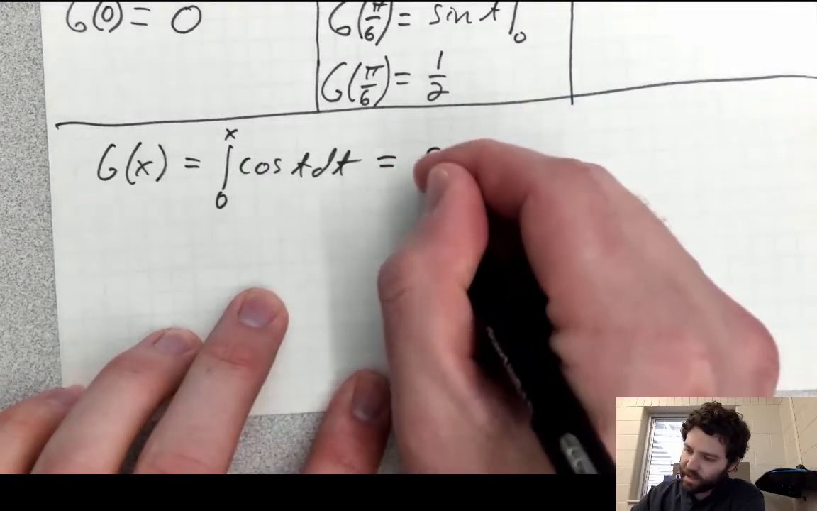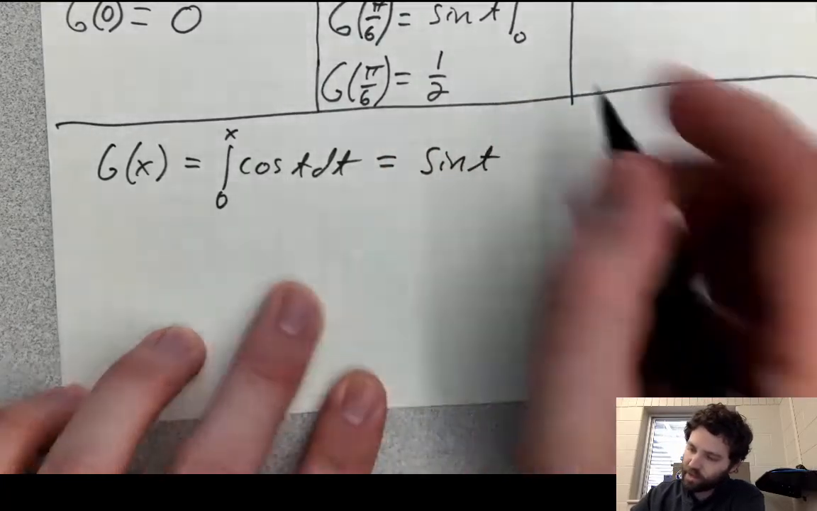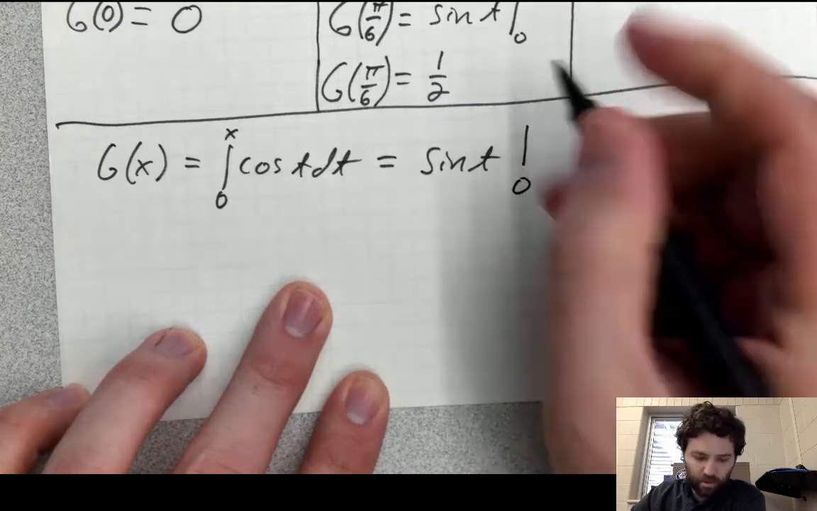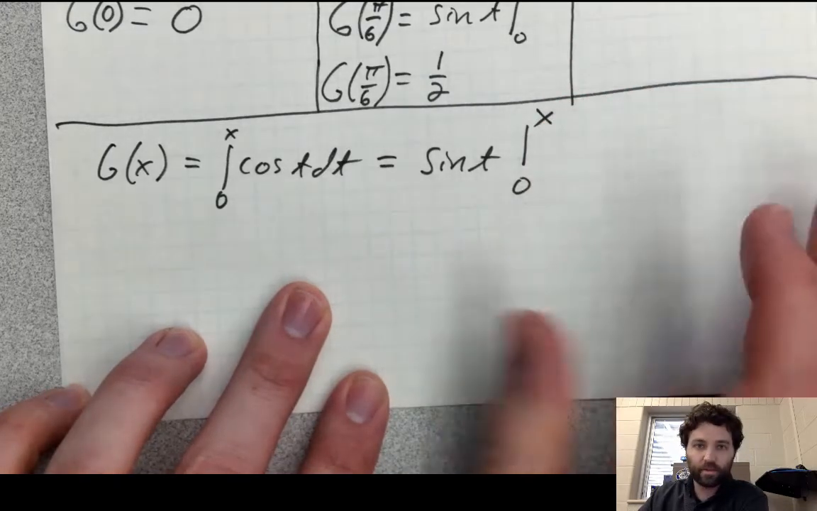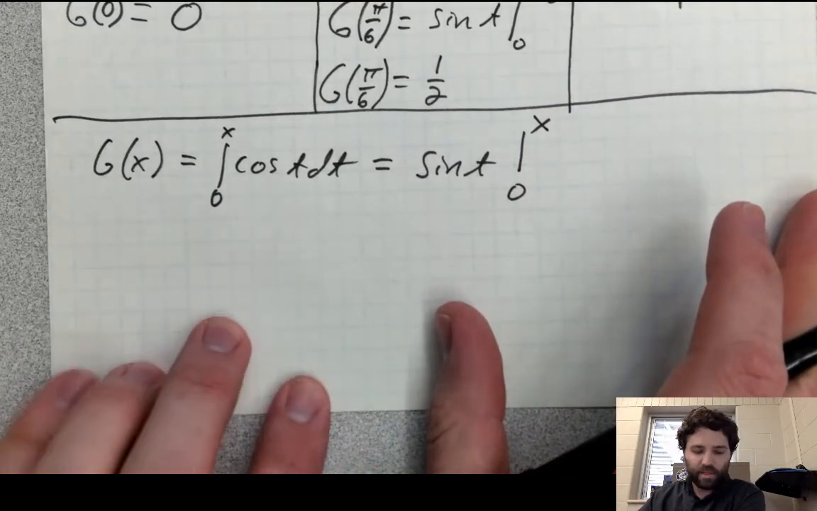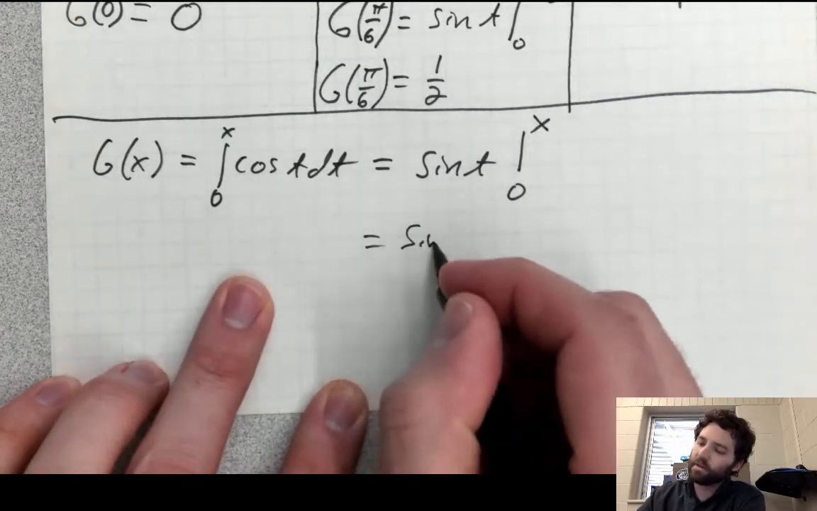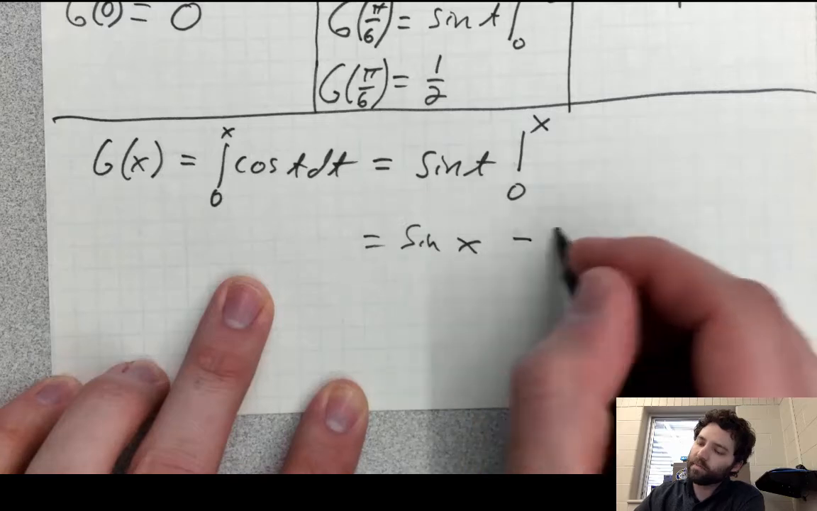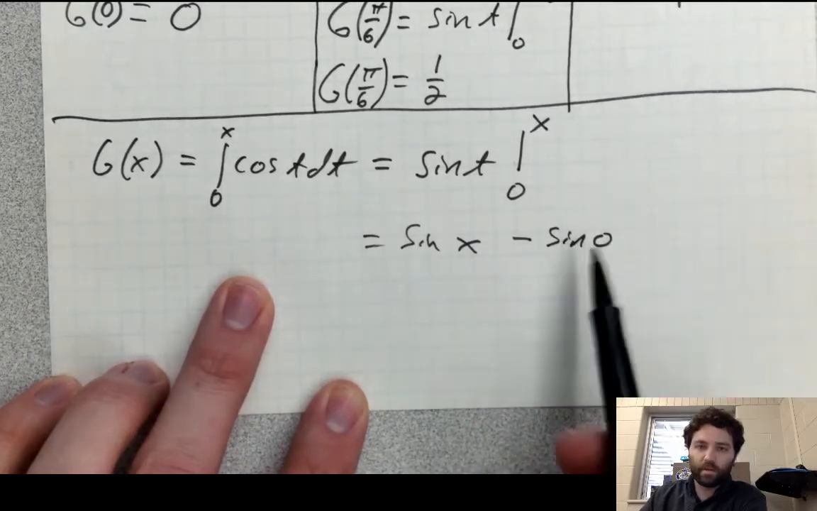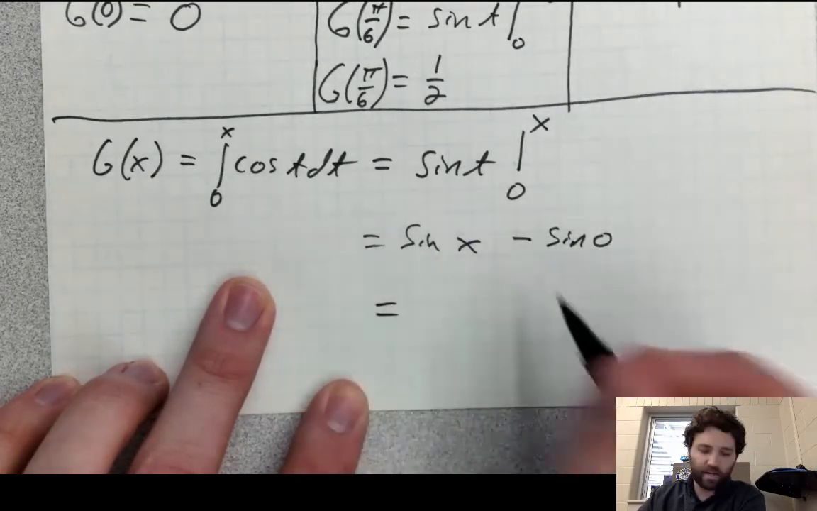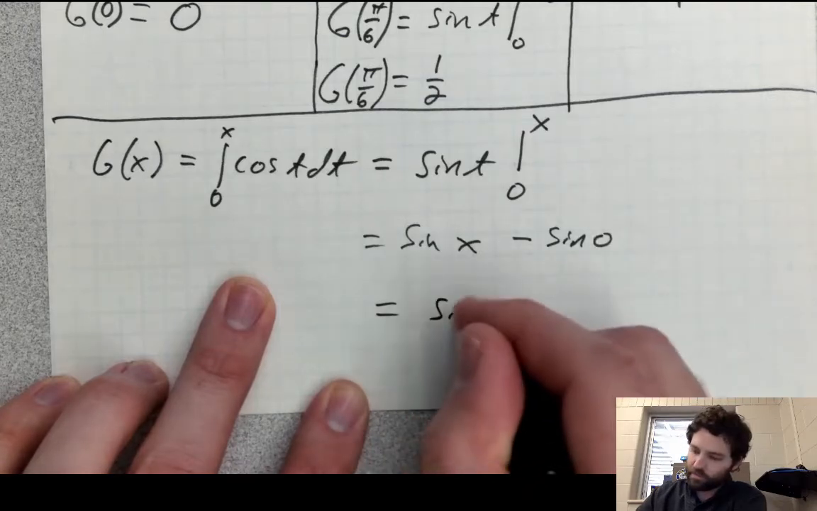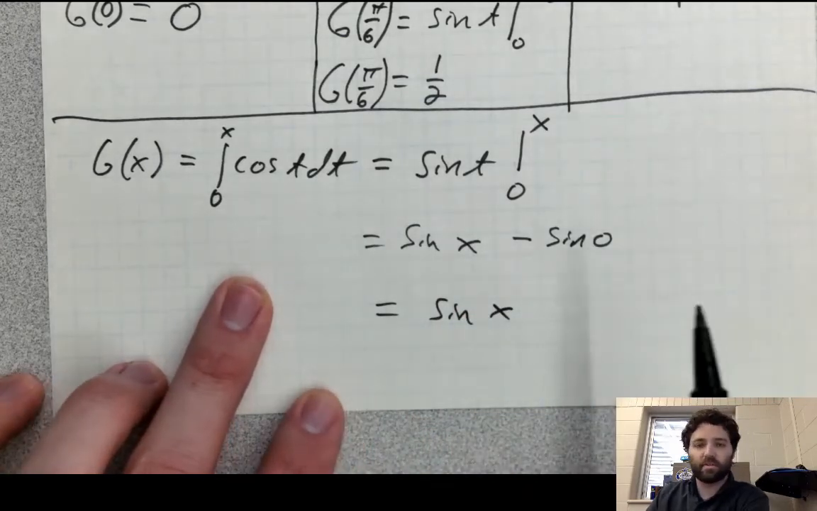We would get sine of t, that's the antiderivative of cosine, evaluated from 0 to x. All right. And if we did that, then we would plug in the top, plug in the bottom, and we would end up with sine of x, because sine of 0 is 0.